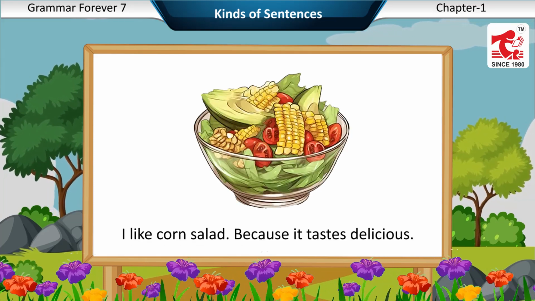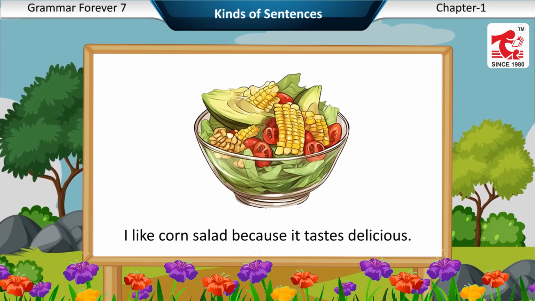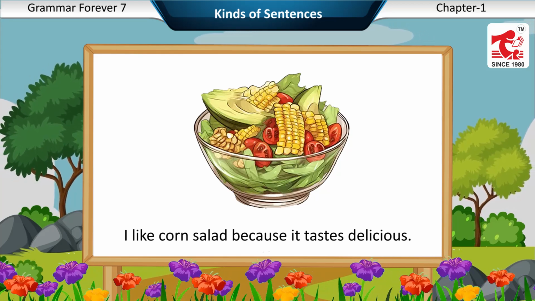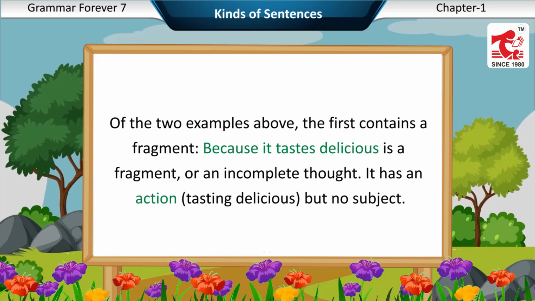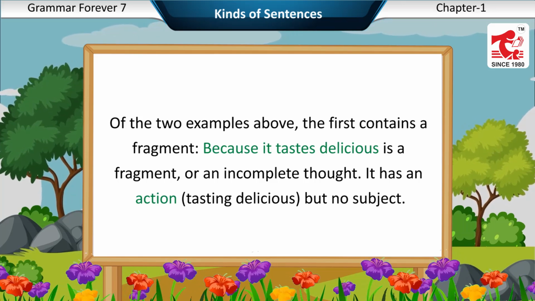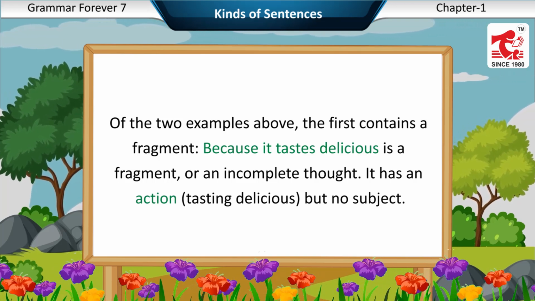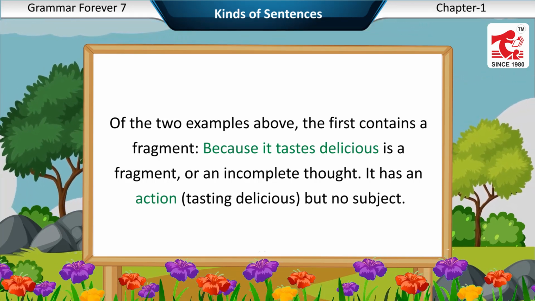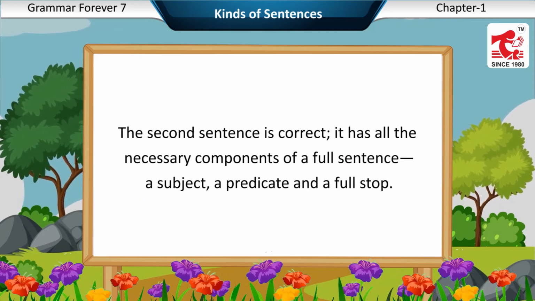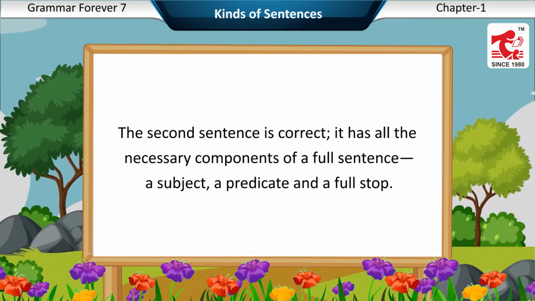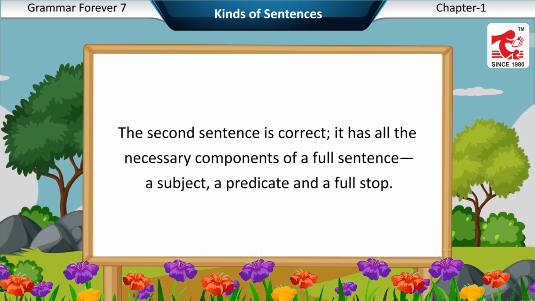I like corn salad because it tastes delicious. I like corn salad because it tastes delicious. Of the two examples above, the first contains a fragment. Because it tastes delicious is a fragment or an incomplete thought. It has an action, tasting delicious, but no subject. The second sentence is correct. It has all the necessary components of a full sentence: a subject, a predicate, and a full stop.